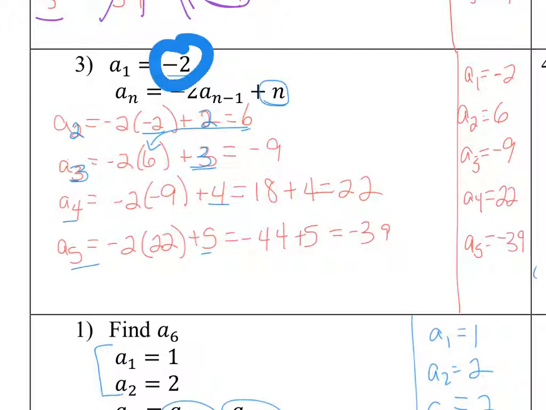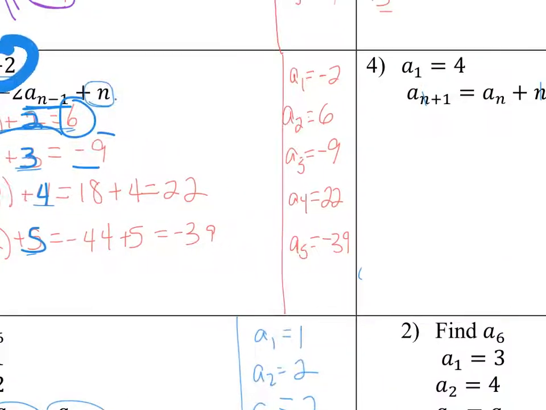So that negative 2 is the one that goes in there. And then here the 6 goes there. Anywhere there's an a sub n minus 1, that's where the term before goes in. Now n is simply this n. So in here it's 2, and here it's 3, here it's 4, and here it's 5. And then you just have to simply do the math. Okay? So those are the answers to this one.